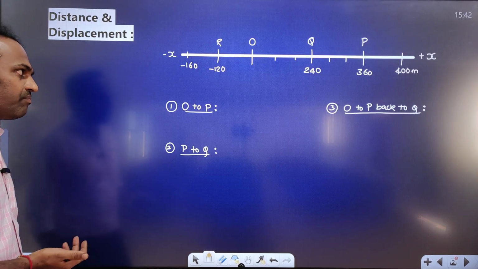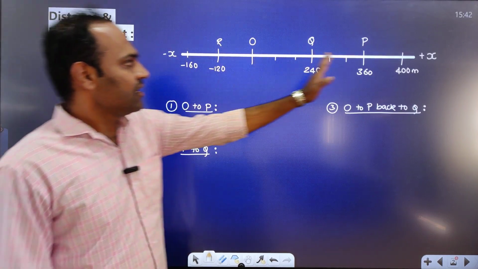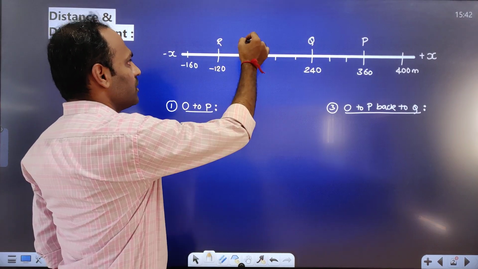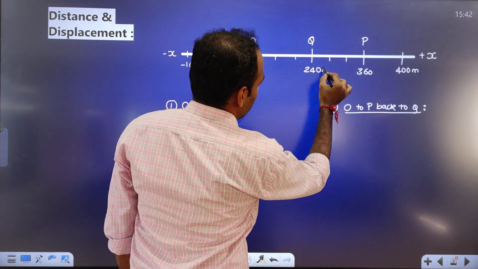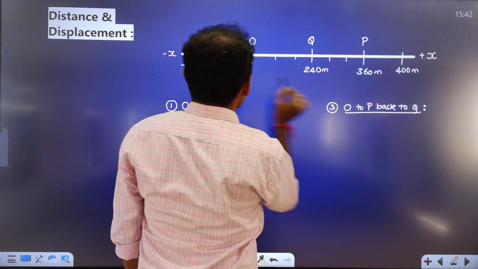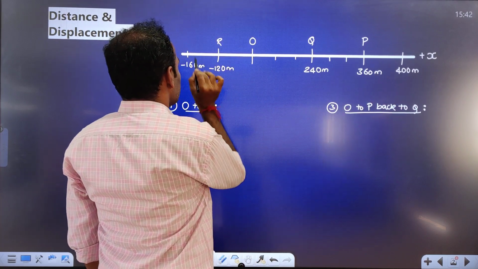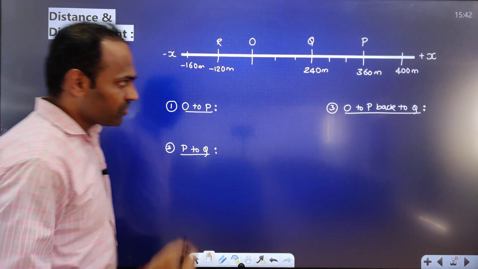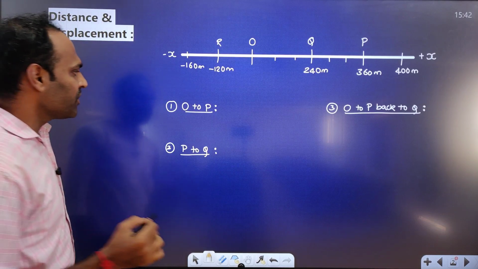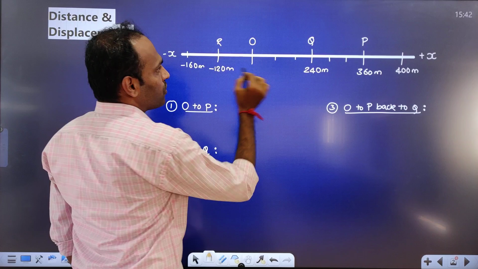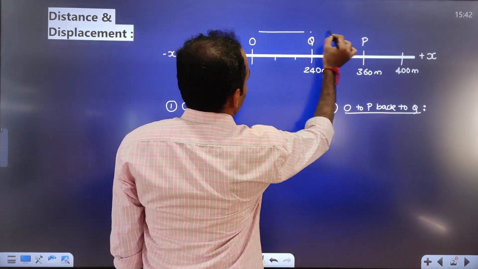Okay, so here I have taken a straight line where the positions are named O, Q, P, R. All these distances are in meters, right? Okay. So next, here I have taken some journeys. For these journeys, we'll write what is the distance and what is the displacement. First journey is from O to P.